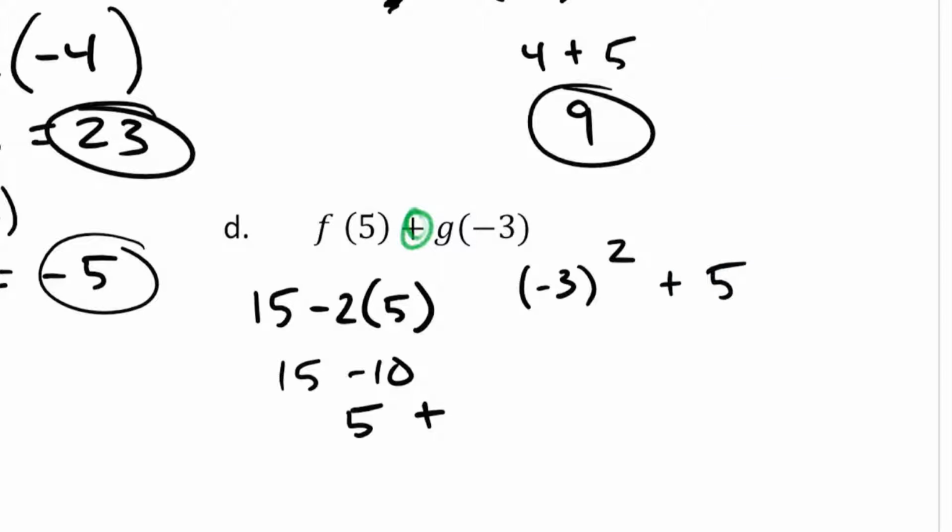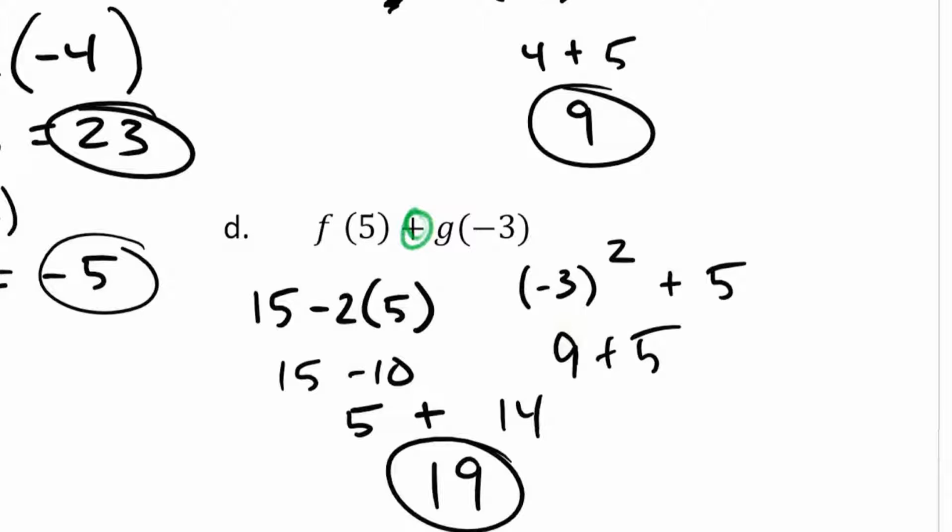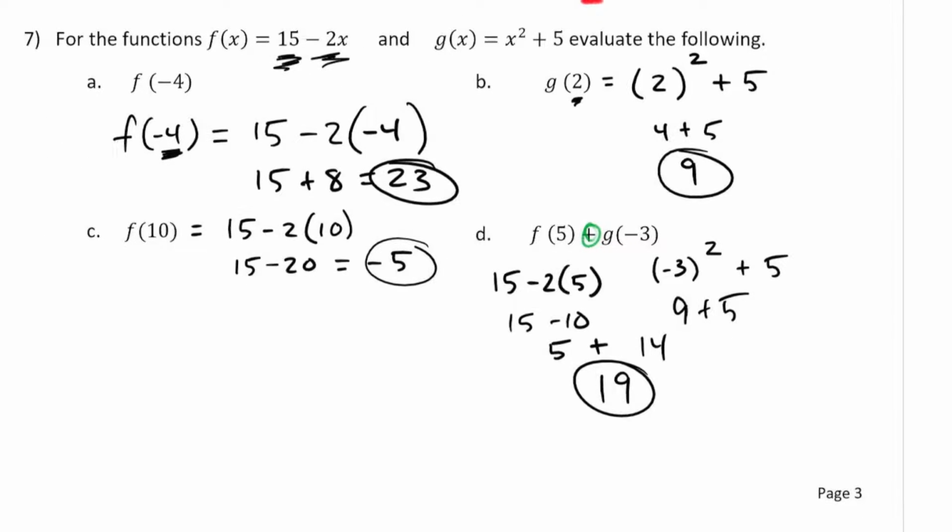So for this problem, we're looking at 9 plus 5, which is 14. So what we're looking at is 5 from f of 5 plus 14 from g of negative 3. When we add those two values, we get 19. So our answer there is 19 for part D.